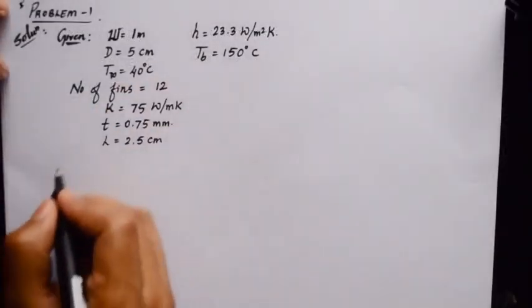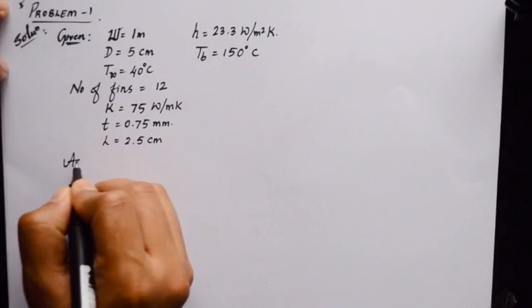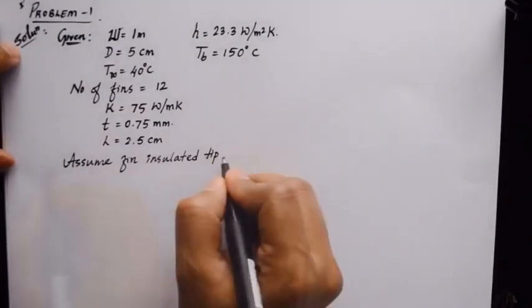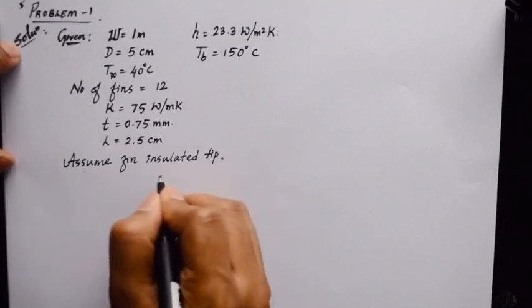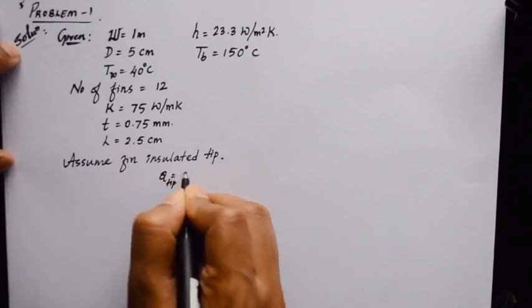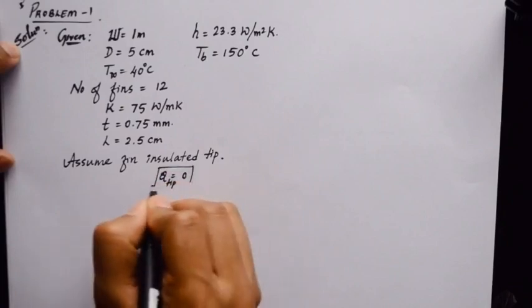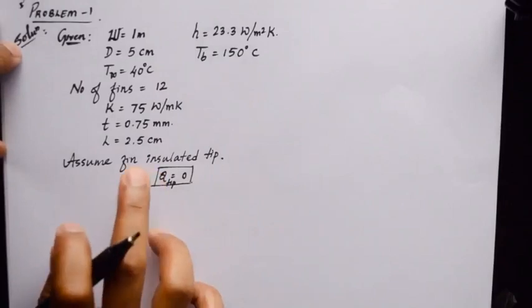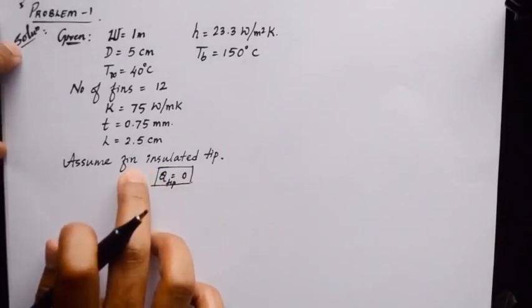The first thing we'll do is we'll assume the fin to be with insulated tip, because when we assume this fin as insulated tip, the heat loss at the tip will be 0. This is what we consider in many of the cases until and unless the concept or the type of fin, if it is mentioned in the question, we take that accordingly.